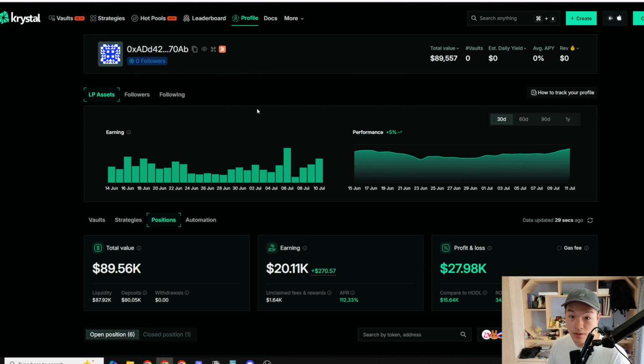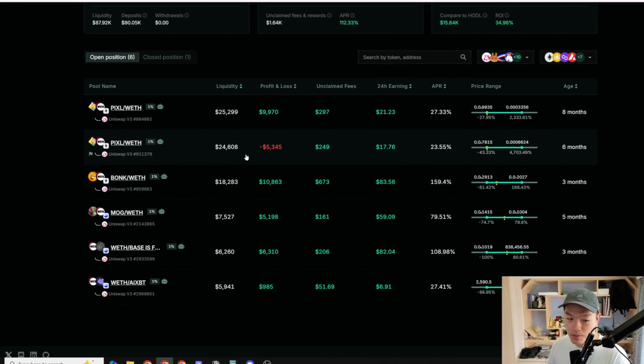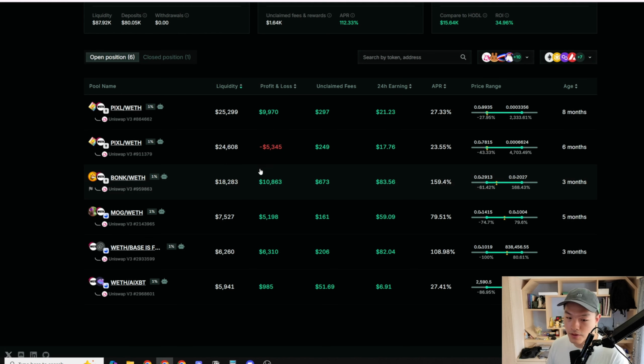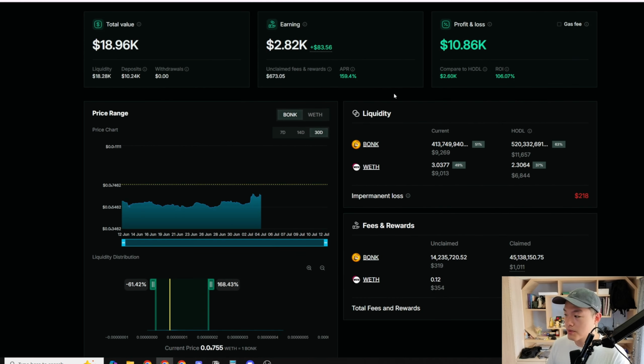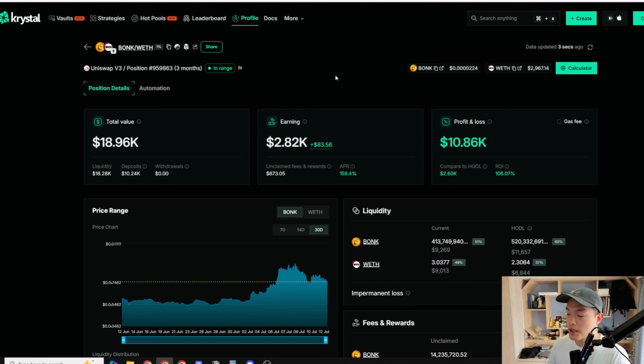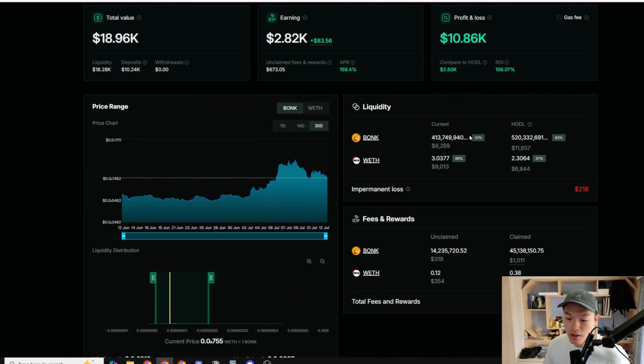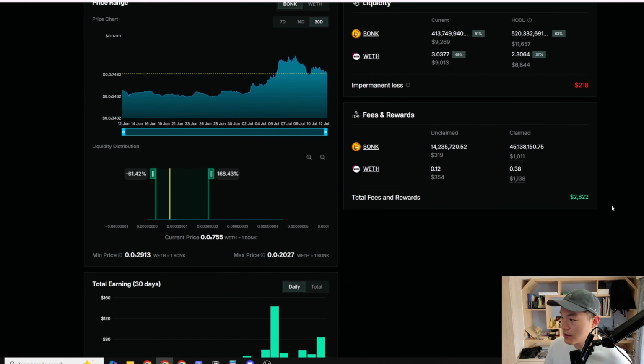What I want to do is hop onto a random pool. Let's just use Bonk again for this example. And again, this is supported by Revert, but you could apply this to a Solana pool, right? To track the APR. And what I want to do in this case is take the total fees and rewards that I've earned so far and analyze it. So this is particularly good if you've been in range for at least 7 days, but ideally over a month.